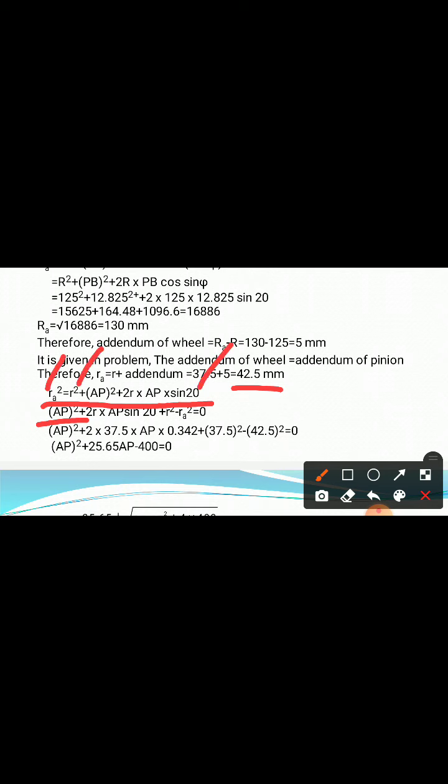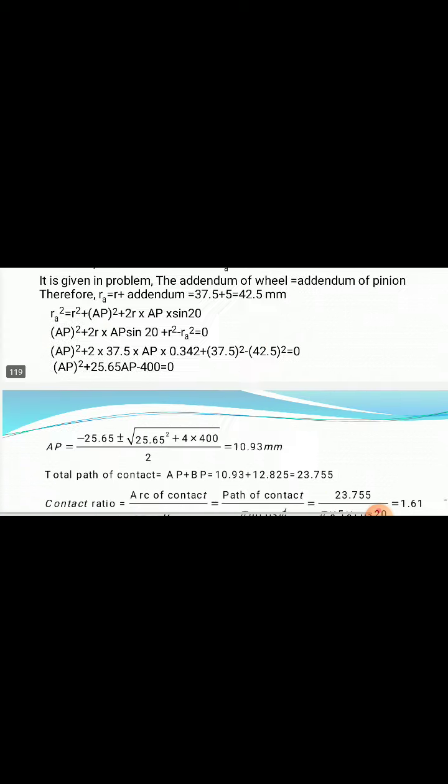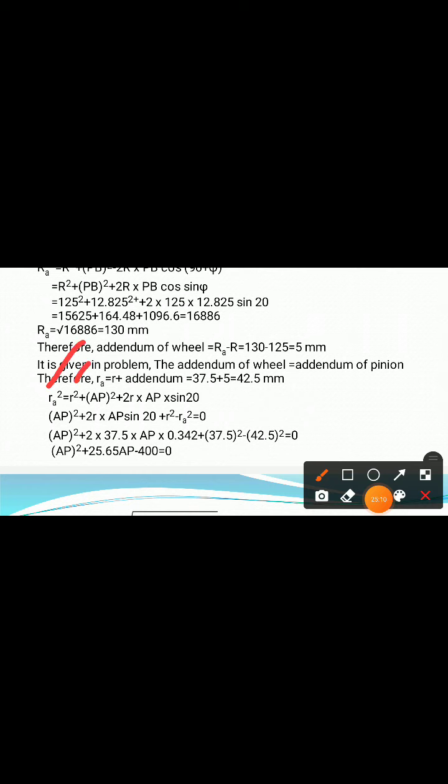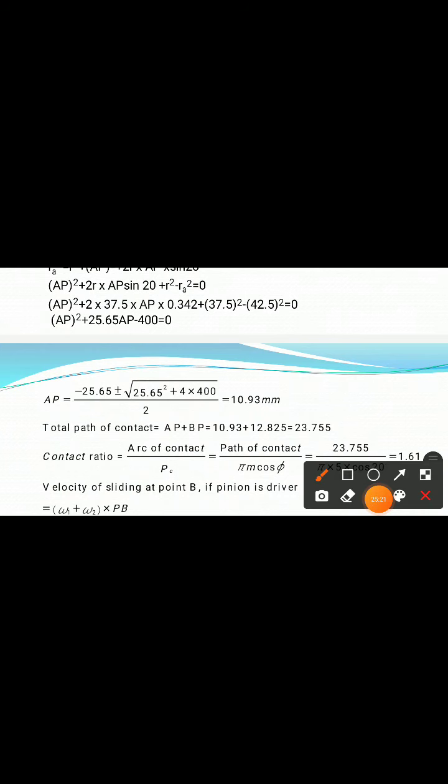Sine 20 is known to you. Now this AP value you have to find out. The unknown is only AP, since RA, R and sin phi are given. AP you can find out by simplifying this equation. We find this AP value as 10.93 millimeter.